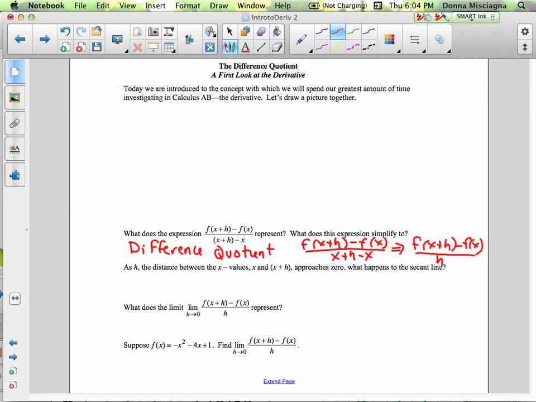By the way, I'm not going to be using the space above, so if you need some extra space, you can have it. As the distance between the x values, x and x plus h, approaches 0, what happens to the secant line? Well, the secant line becomes the tangent line.